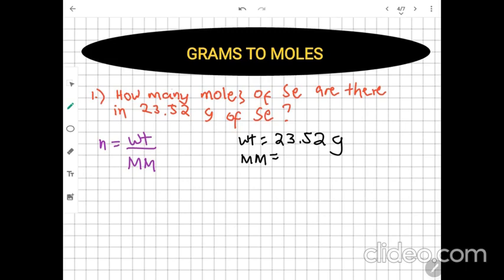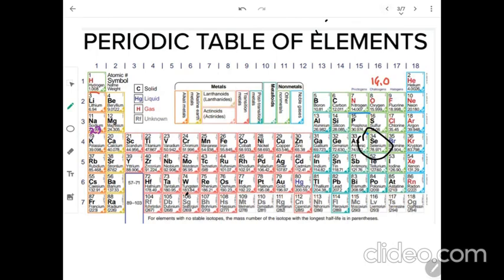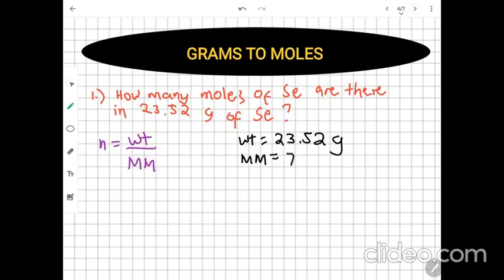Let's look at our periodic table. Okay, here. Let's locate first our selenium. So where is our selenium? Our selenium is here. The atomic mass of selenium is 78.971. So it means that the value for the molar mass of selenium is also equal to your atomic mass. Okay, that is equal to 78.971.